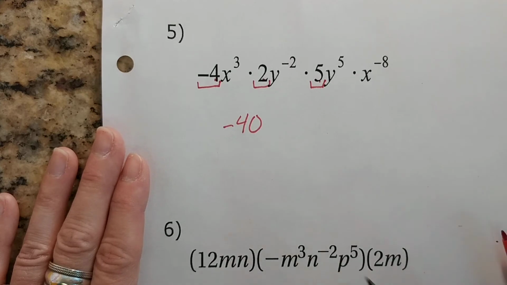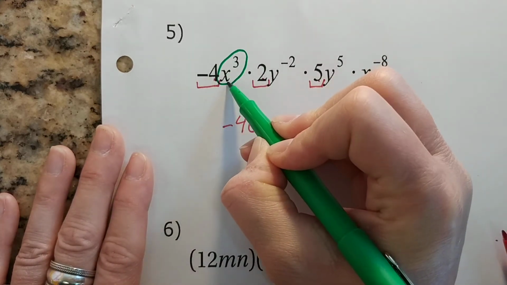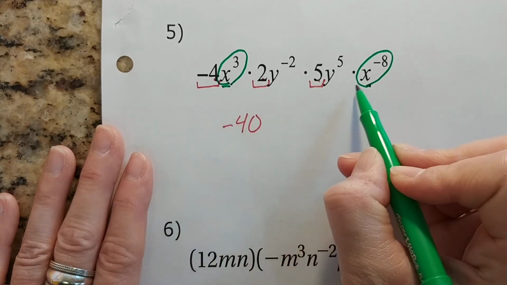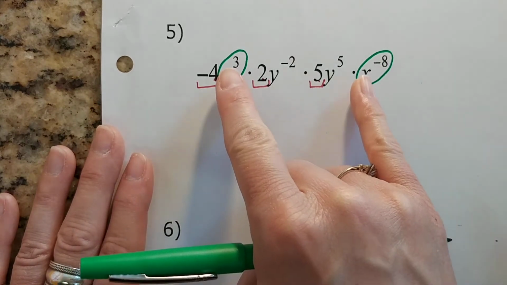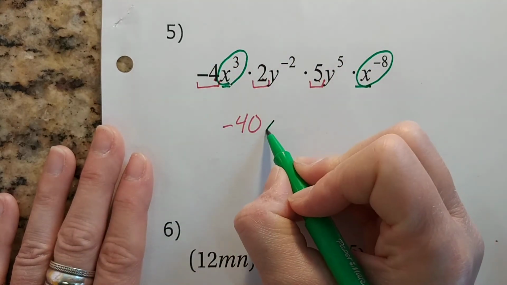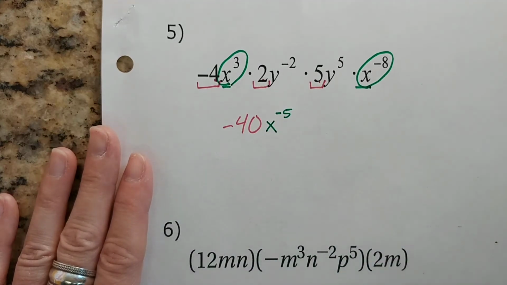Now let's take a look at the variables. I'm going to do them in alphabetical order. X to the 3rd times x to the -8th. When I'm multiplying powers with the same base, I want to add the exponents. 3 plus -8. Okay, let's try the y's.